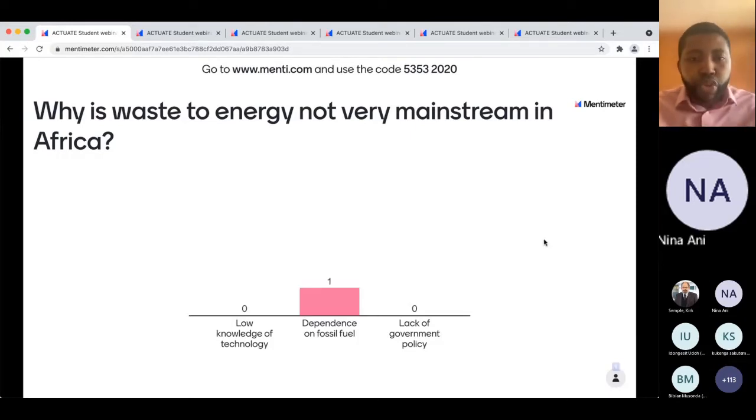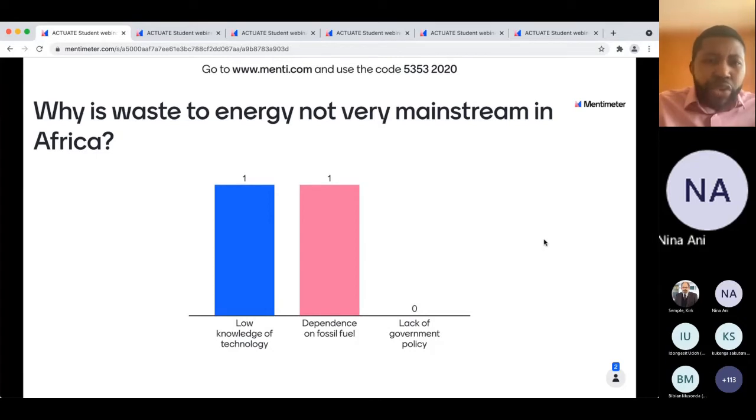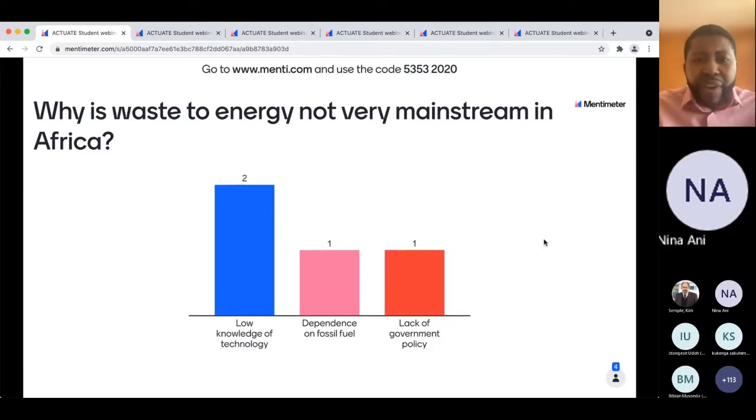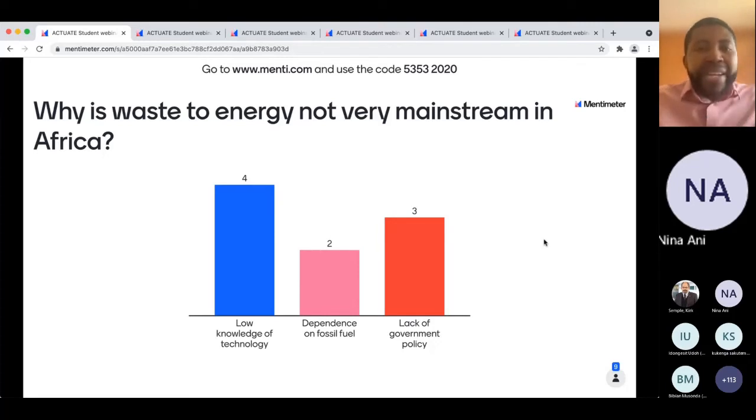So just choose any of those things you think is the reason, the real reason why this is the case. And let's watch it live as we proceed. Why do you think, or why is waste to energy not very mainstream in Africa? If it's so cool and so nice and people are making money from it, why is it not everywhere? So is it because of low knowledge of energy or low knowledge of technology? Is it because of a dependence on fossil fuel or the lack of government policy? What are we thinking? Let's see.